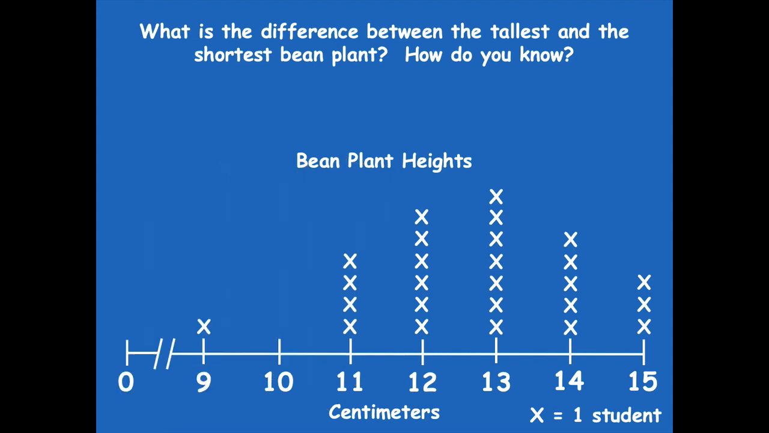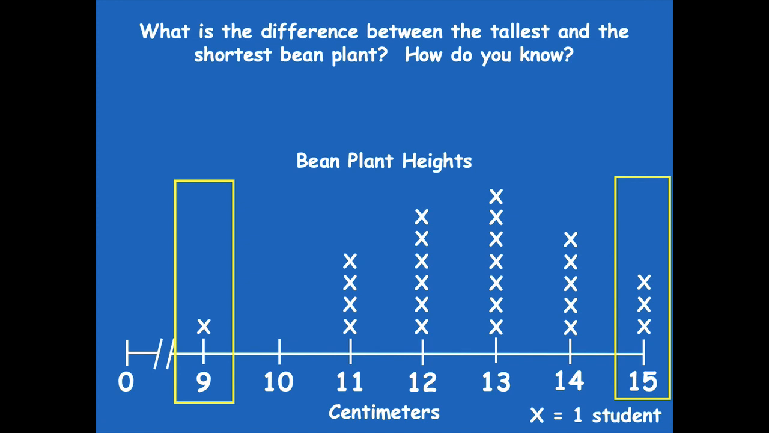All right, friends, pause if you need more time. So we're really looking at the difference between the tallest and the shortest bean plant. That would be 9 centimeters is the shortest, and 15 centimeters is the tallest. So I could turn that into a subtraction sentence of 15 centimeters minus 9 centimeters equals 6 centimeters. So that's the difference between the tallest and the shortest bean plant.